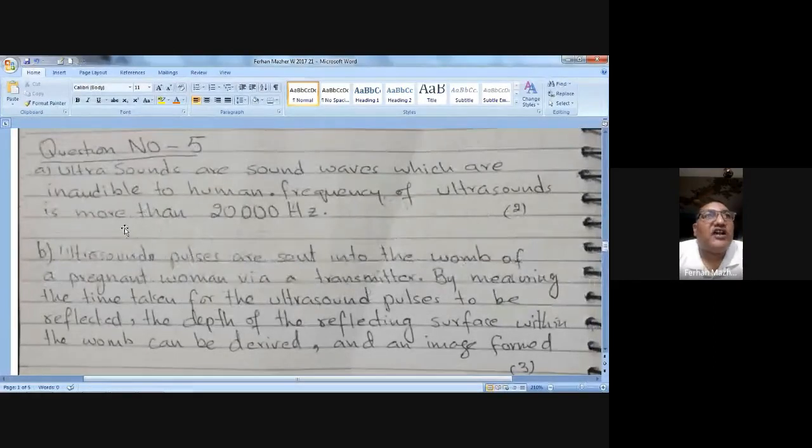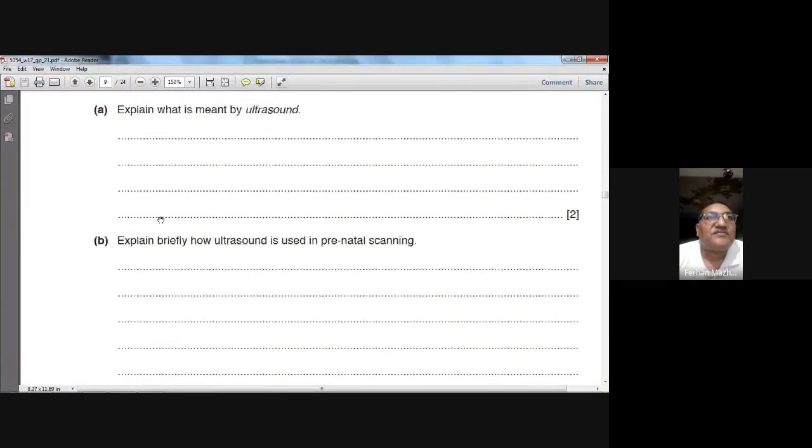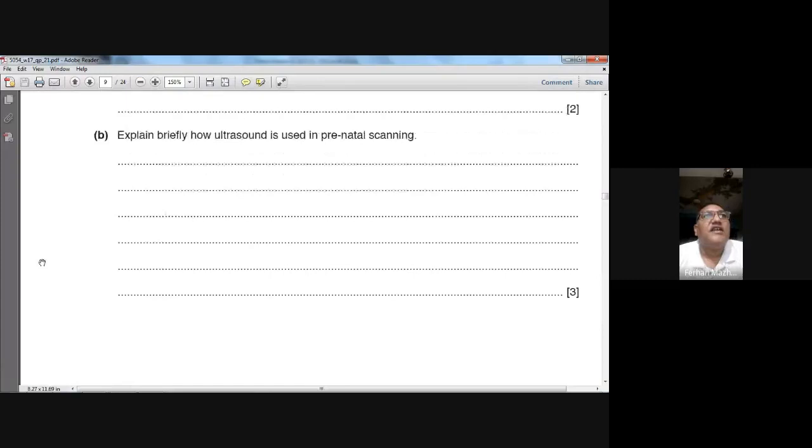I have written this also. Question 5A part on your screen. Ultrasounds are sound waves which are inaudible to humans. Frequency of ultrasound is more than 20,000 hertz. So this is question number 5A part. It's a 2-mark question, a very famous question. It comes many times in papers: what is ultrasound? Okay, next question. Explain briefly how ultrasound is used in prenatal scanning.